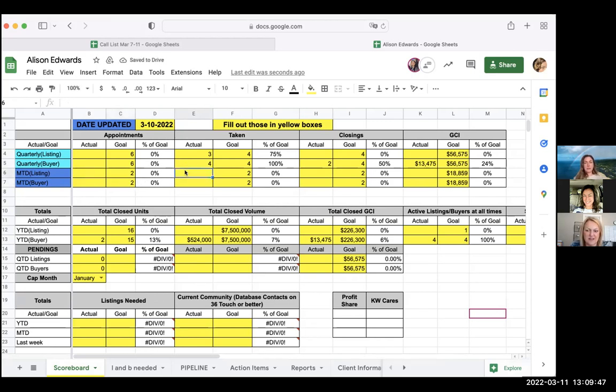And for this month, well, we're not even going to do month. Like I said, we're going to do quarterly. So every quarter you need to do at least 6, which works out to be 2 a month. So that's literally 1 listing appointment every other week and 1 buyer appointment every other week. Okay. Do you have any questions about how we report the quarterly and how we do the year to date?